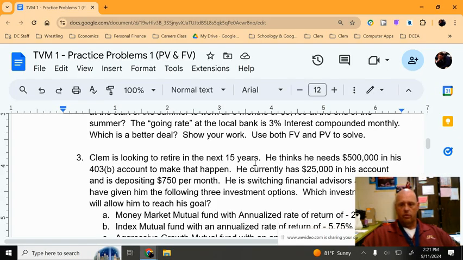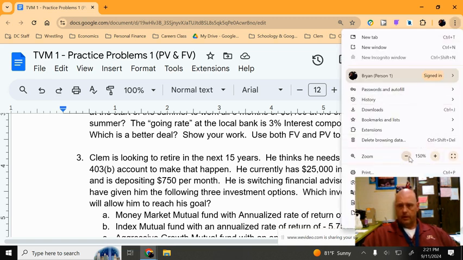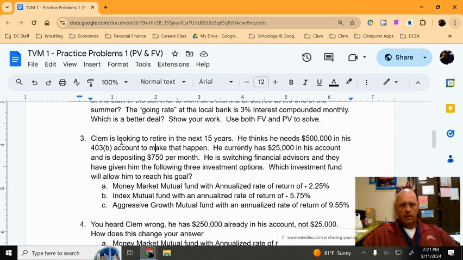So let's transition to our problem. We're looking at question number 3, and here's our story. Mr. Clem is looking to retire in the next 15 years. He thinks he needs $500,000 in his 403B or 401k to make that happen. He currently has $25,000 sitting in that account, and he's going to plan on depositing $750 per month.